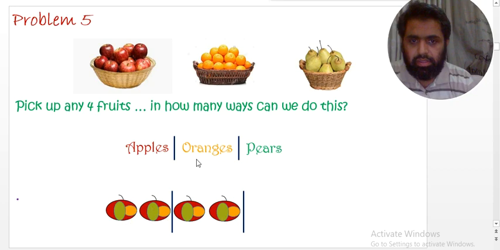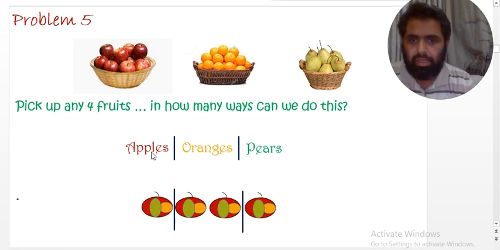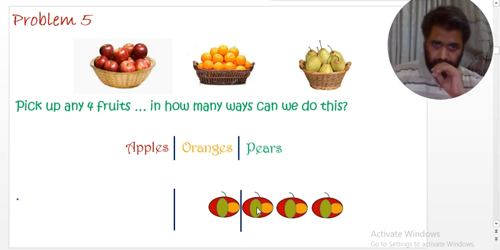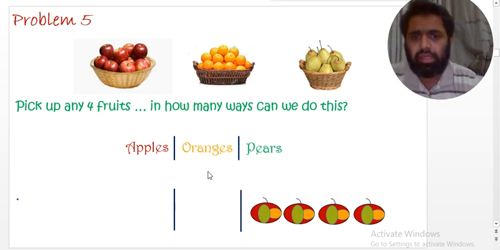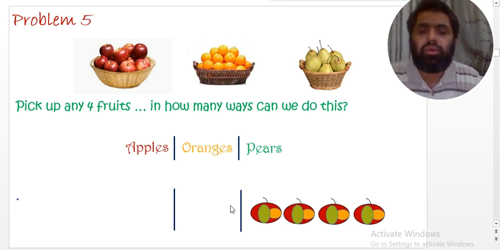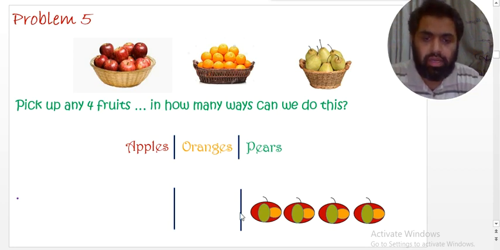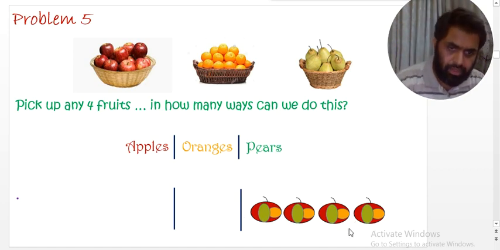So I have got 2 apples, 2 oranges and 0 pears. Another solution could be 1 apple, 2 oranges, 1 pear. Or one solution could be 0 apples, 1 orange and 1 pear. Or I select all 4 pears and 0 oranges and 0 apples. So what's going on actually? You can call these dividers and fruits. How many dividers do I have? 2 dividers. And how many fruits? 4 fruits that I have to pick.